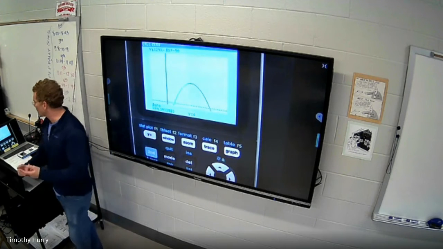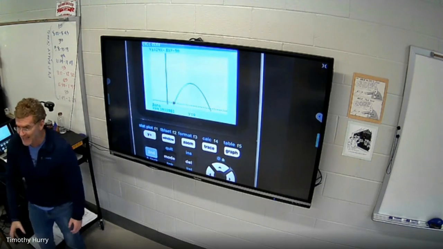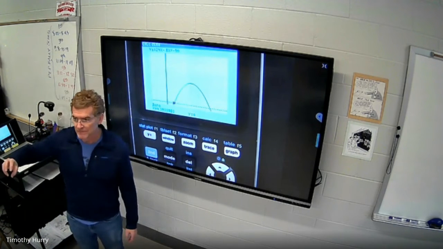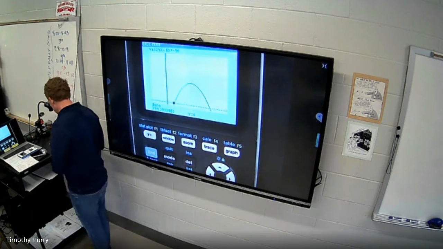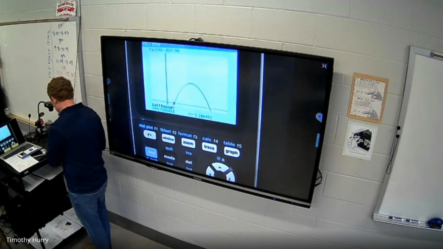So at 4.393, we always round to 3 decimals. That's where I hit 90 going up. And then I got to find 90 going down. So second calculate the 0, left bound, I don't know, maybe 20. Yep, that's to the left. Maybe 28. Yep, that's to the right. Hit enter again.